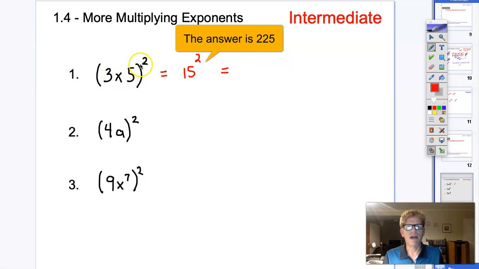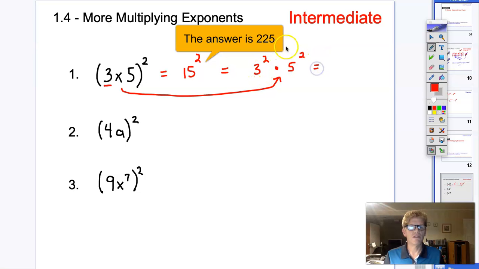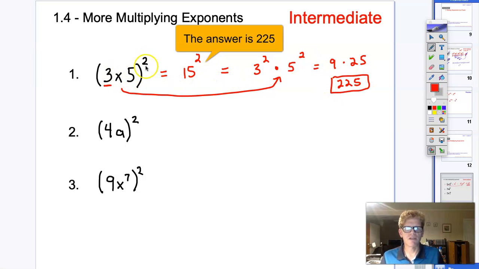By looking at 3 times 5 raised to the second power, what I know is that I'm going to take 3 and I'm going to raise it to the second power. And I'm also going to take 5 and raise it to the second power, so that I wind up with 3 to the second power times 5 to the second power. So this is equal to this. So that gives me 3 to the second power is 9 times 5 to the second power is 25. And when you punch that into your calculator, you're going to get 225.